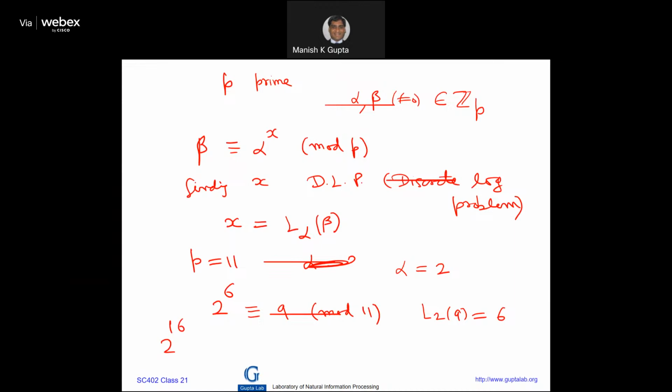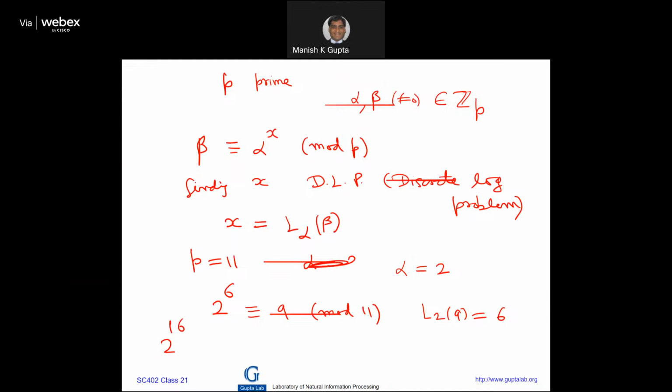Correct? That's my definition. But what if we take 2 raised to power 16? It turns out that 2 raised to power 16 modulo 11 is also 9. And so on. So, which value should we take then in that case? So we take the smallest one. Okay. So the smallest one is our answer.